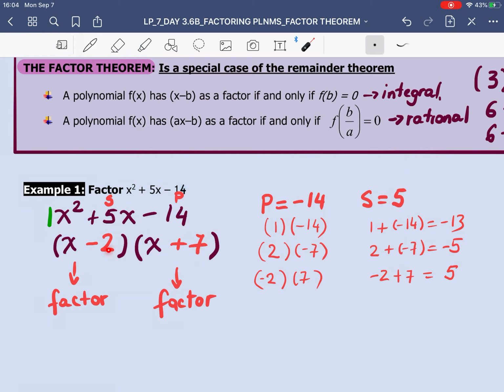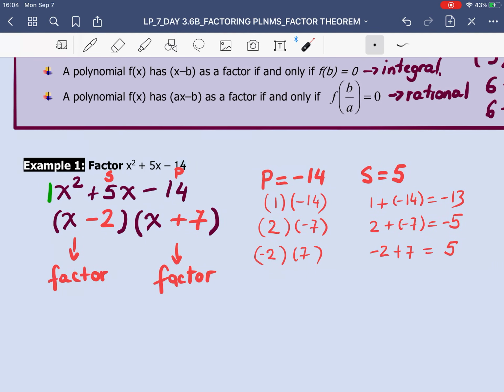The same thing for number 7. So negative 2 and 7, or 2 and negative 7 in this case, are obtained by investigating the factors of negative 14. And when it comes to polynomials of degree higher than 2, we still do the same thing. In order to figure out the values of b, we always look for the factors of the constant term.